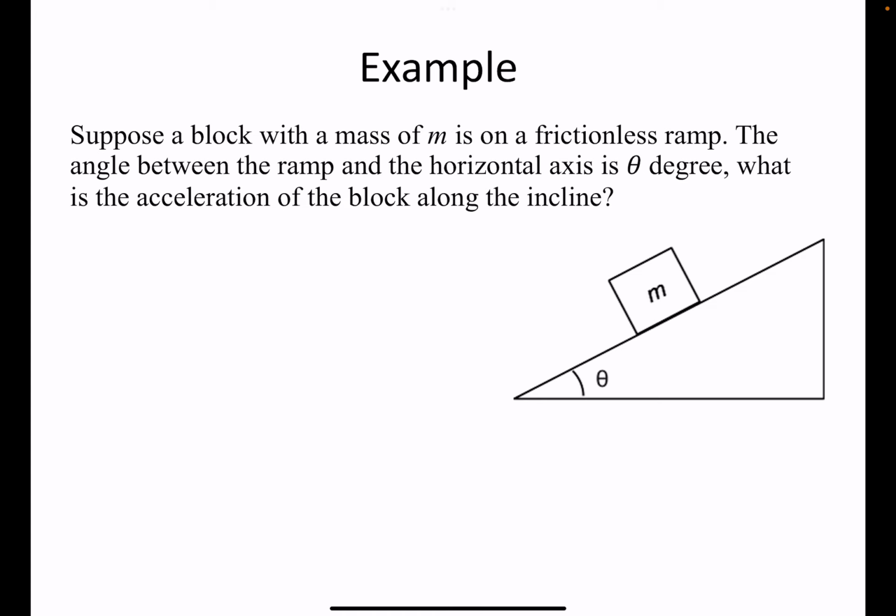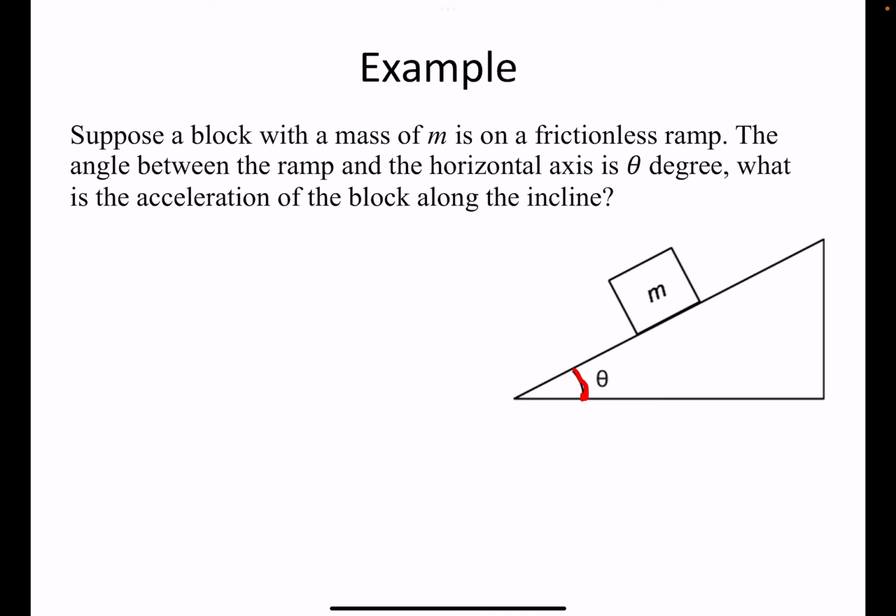Okay, one last example. Suppose a block with mass m is on a frictionless ramp. The angle between the ramp and the horizontal axis is theta degrees. What is the acceleration of the block along the incline? Is the net force on the block going to be 0? More than likely no, right? From our everyday experience, the block is going to slide down from rest, so there has to be some acceleration.